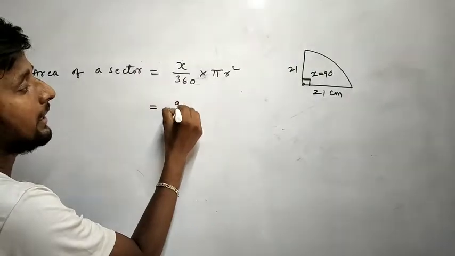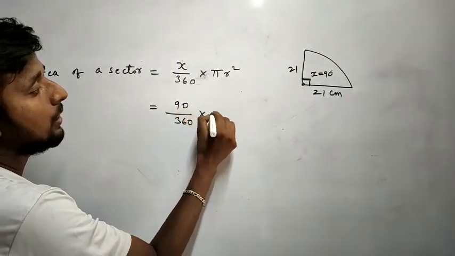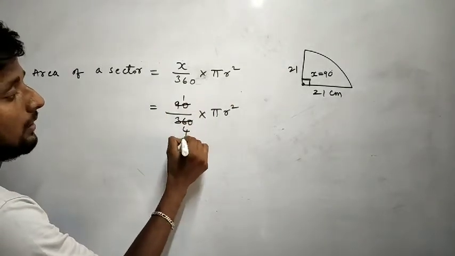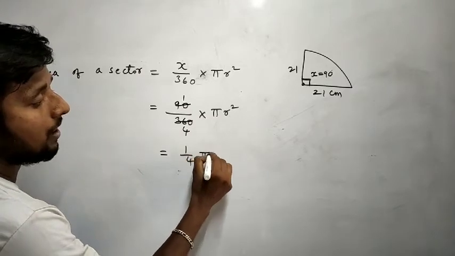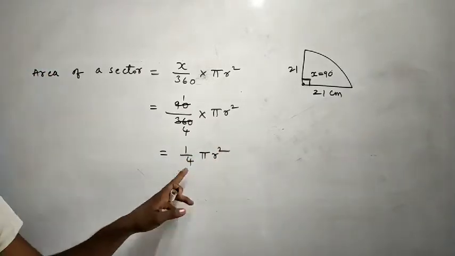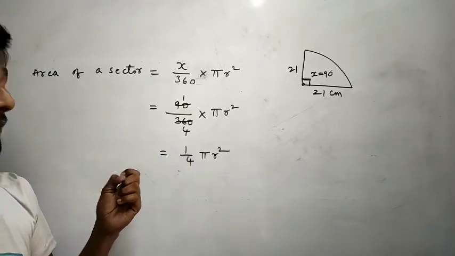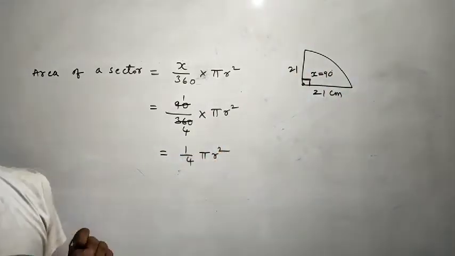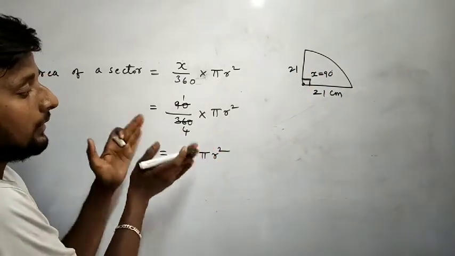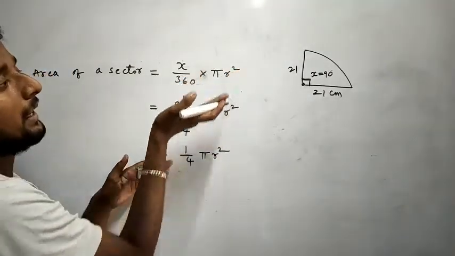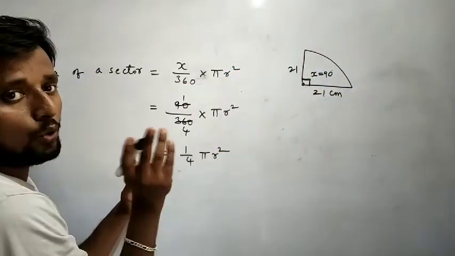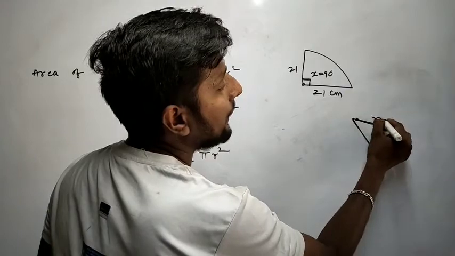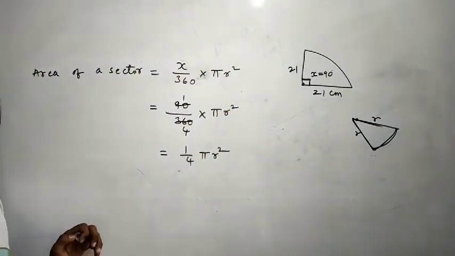So here I'll write 90/360 into pi r square. To simplify, 1s are 4s are, correct? 1/4 pi r square. What is the formula of 1/4 pi r square? It is the formula to find the area of a quarter circle. So either you know the formula directly and use it directly, or else you can find it as a sector. I told you yesterday, a sector is nothing but a region enclosed by two radii and an arc.